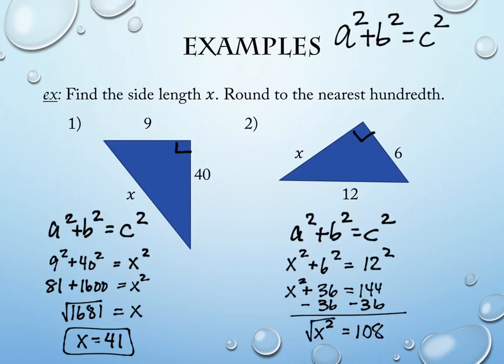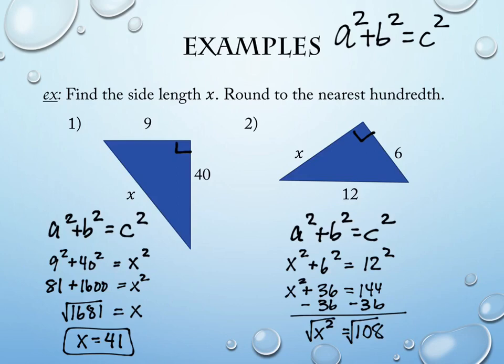Square root. Now, typically speaking, when you square root, you have to put plus or minus. Why do you not have to do that here? It can't be negative. Why? Because it's a distance. Our x here is representing a length or a distance, and you can't have negative length or negative distances. So we don't have to worry about pluses or minuses because we're working with distances here.